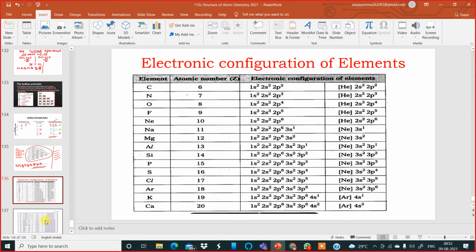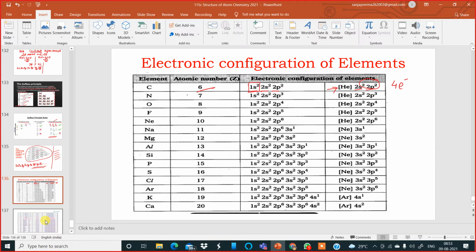If you look at them very carefully, carbon atomic number is 6, so 1s2, 2s2, 2p2. 2 plus 2 is 4. Now this 1s2 means helium. So instead of 1s2, I can write helium, then 2s2, 2p2. Which means carbon has how many electrons in its valence shell? It has 4. 4 electrons in its valence shell. I think you all agree with that.